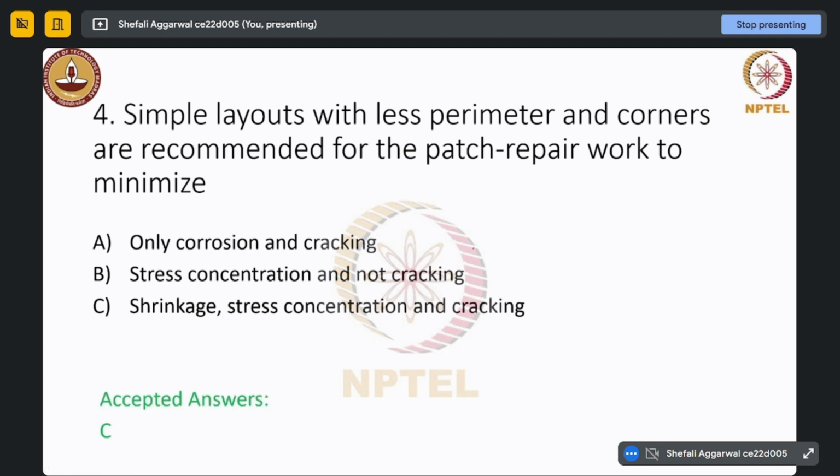We make sure that our patch repair should not be non-uniform. It should not be like this. It should have perfect corners and fewer parameters, so that even if there are chances of shrinkage or cracking, we can solve that problem easily.